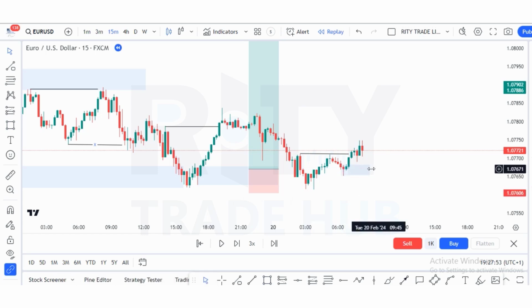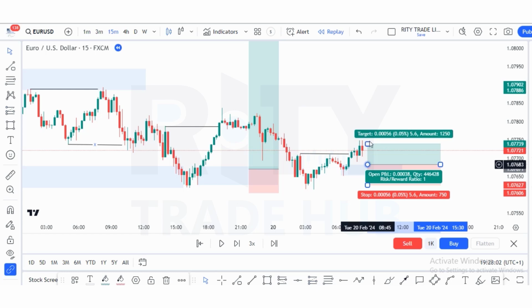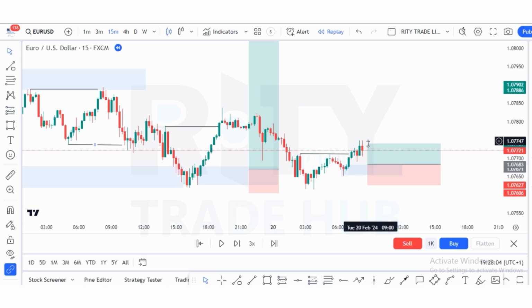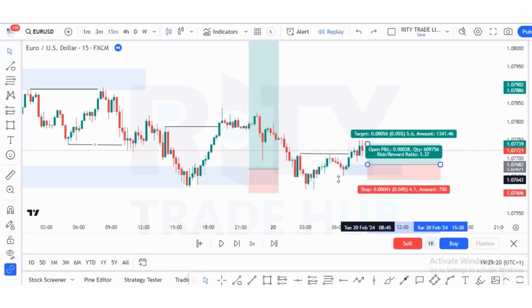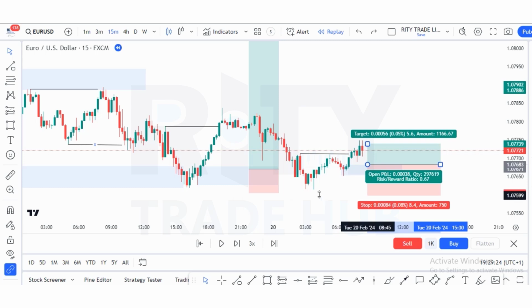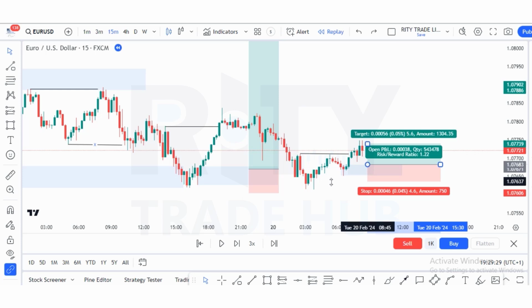Okay, so we'll buy once price mitigates this order block. We can also set our limit order here, right? Once price mitigates this one, then we can go long, okay. So our stop loss is going to be right below our SCOB right here, okay. But to be more conservative, you can place it below this other zone right here. But right here, this is where our stop loss is going to be, 5 pips.